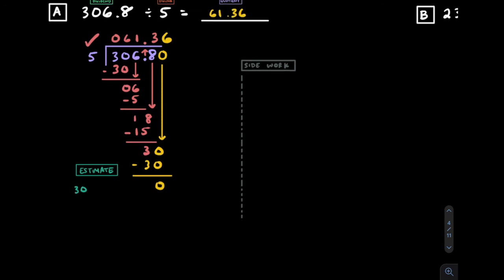As a quick estimate, I'm going to take 306 and 8 tenths and round that to 300. Since 5 is a single digit, I'll just keep it the same as 5. If we do 300 divided by 5, that's going to be 60.